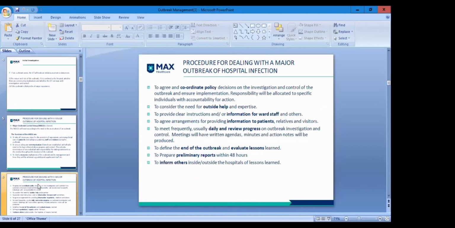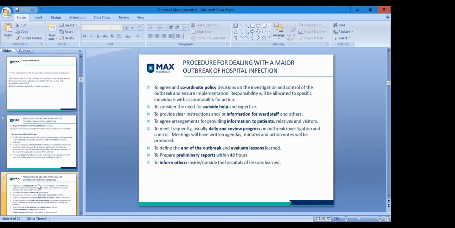Then we should also have coordinated policies, decisions on the investigation and control of the outbreak, and ensure implementation. Responsibility will be allocated to specific individuals with accountability for action. So if I talk about the context of COVID, all the policies were usually given by the ICMR, all the major policies to be followed as government guidelines, and for internal methods we would formulate small guidelines so that the operations of any hospital should not be hampered.